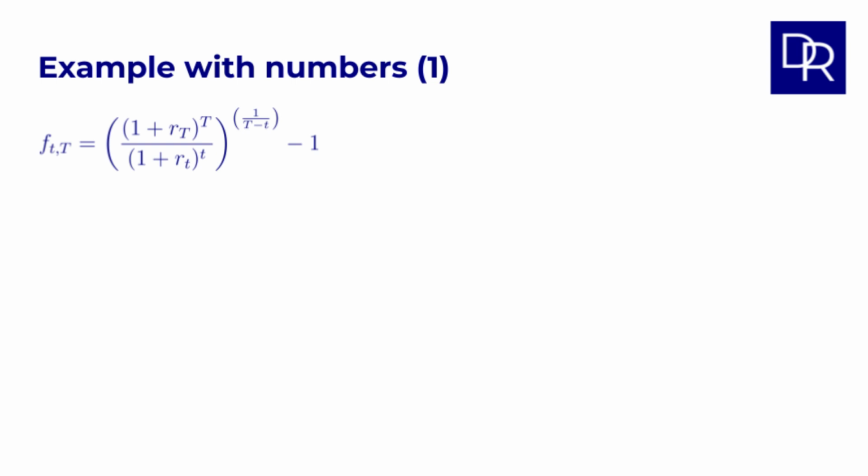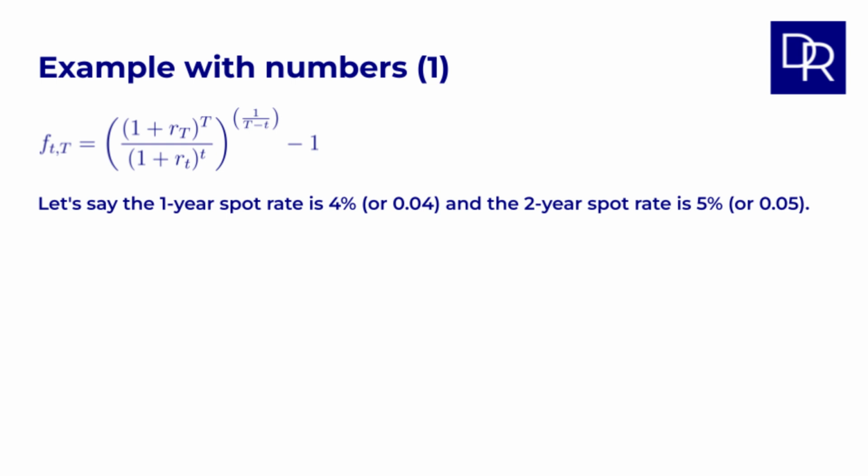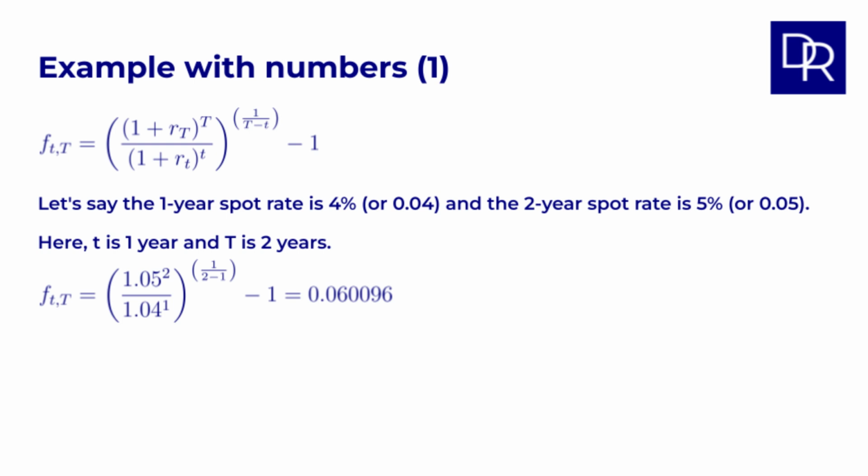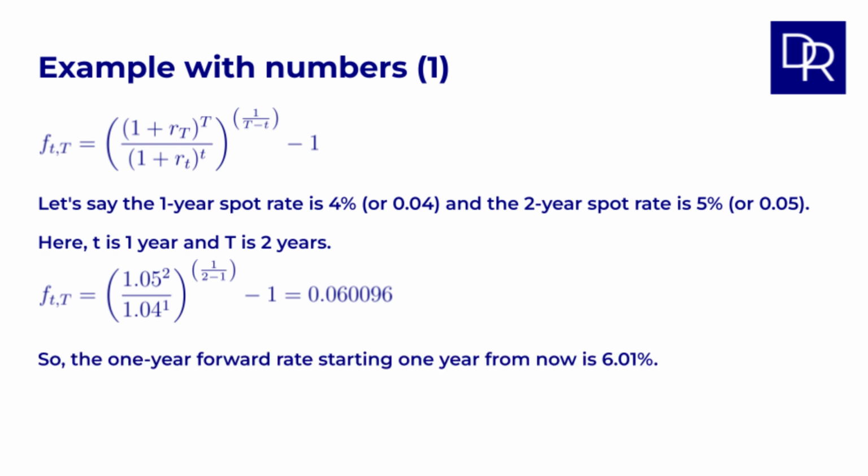As always, a spreadsheet with all the calculations is attached. Let's say the 1-year spot rate is 4% or 0.04 and the 2-year spot rate is 5%, 0.05. So here little t is 1 year and big T is 2 years. We have all the inputs for the formula. So the 1 year forward rate starting 1 year from now, strictly determined by the no arbitrage condition, given the current 1 year and 2 year spot rates, is approximately 6.01%.